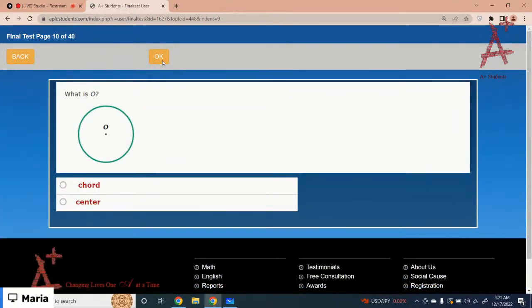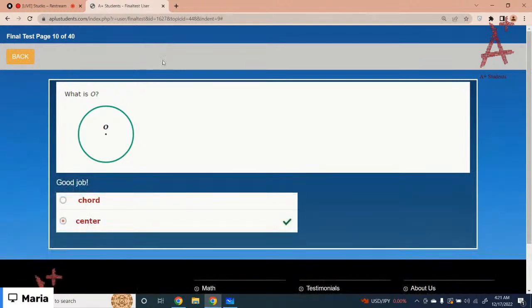What is O? Is it chord or center of the circle? O is the center of the circle. Got it? So just select the correct option and click on the OK button.